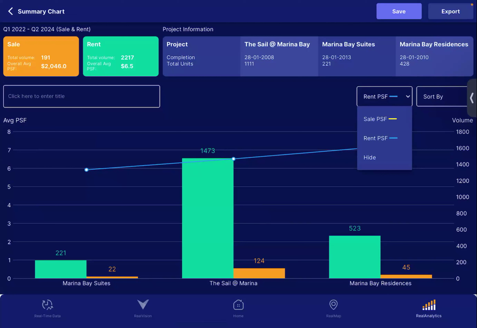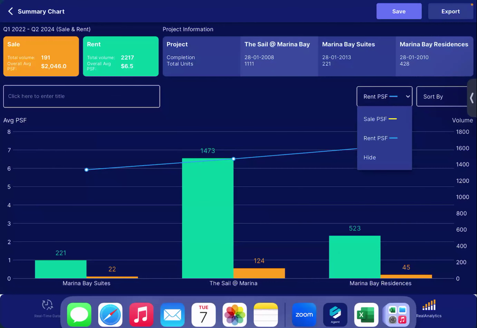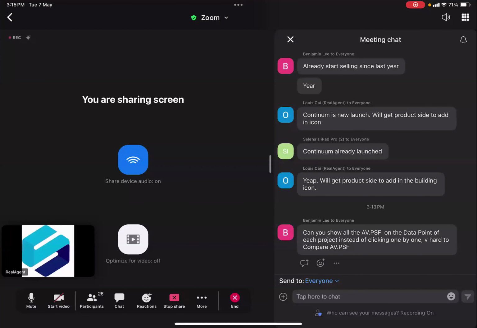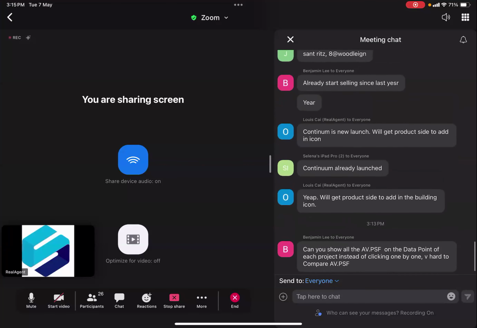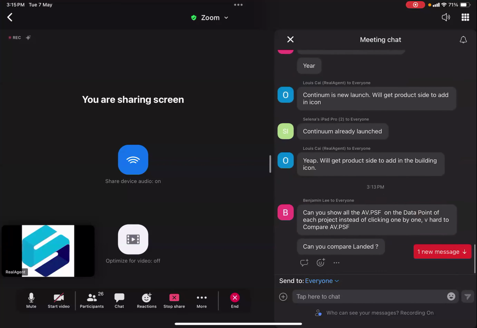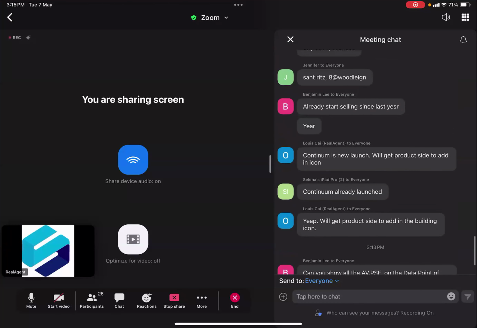So take for example, just now you showed me these 3 projects. How I would do, if I'm not wrong, you're looking to sell a new project. Ken, can you compare landed? Ken, later I show you step by step, slowly.